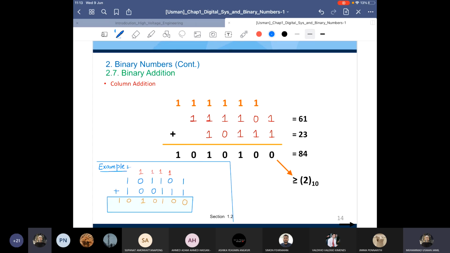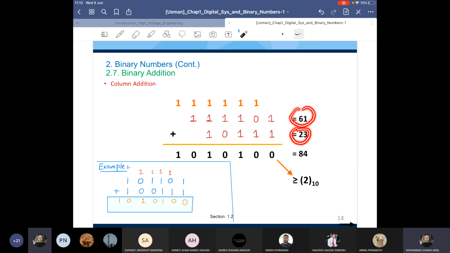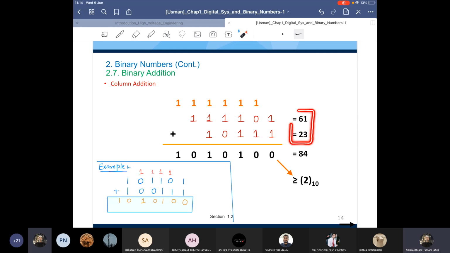And maybe some of you want to know what this 61 and this 23 are. Actually, this number is equal to 61 in decimal, and this number is equal to 23 in decimal. When you add 61 and 23, it is 84. Now 84 in binary is equal to this one.